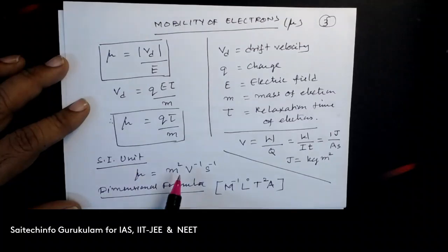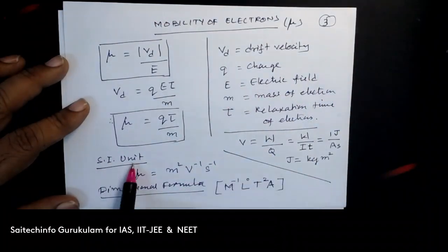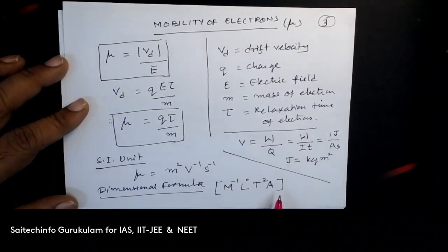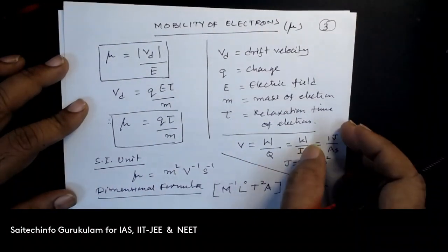Now let me discuss about the SI unit of this mobility of electrons. SI unit of mu is equal to meter square per volt, that is volt inverse second inverse. Dimension formula is M power minus 1 L power 0 T squared ampere. Let us discuss how we are able to get this SI unit and dimensional formula.